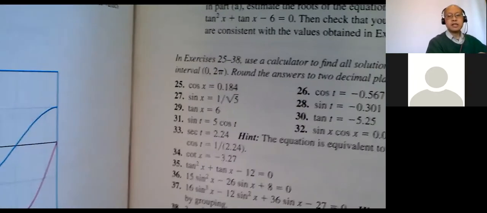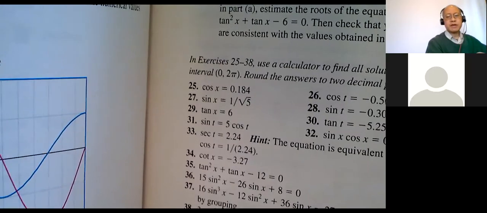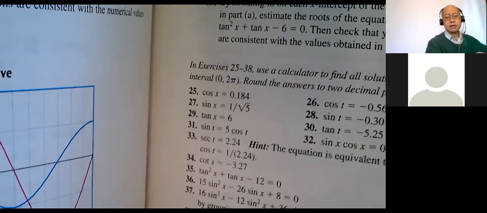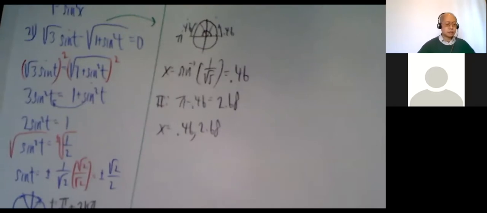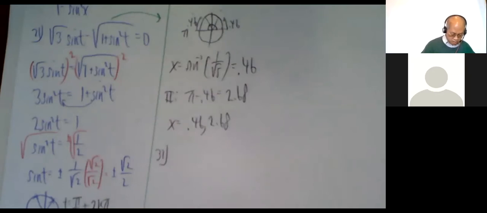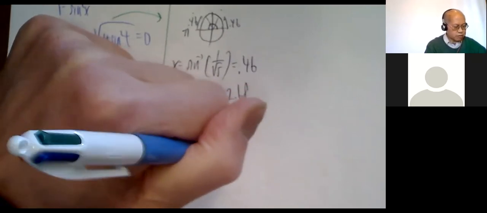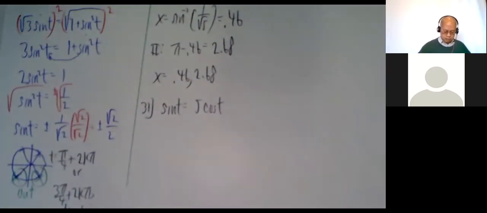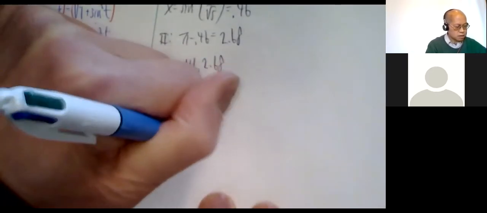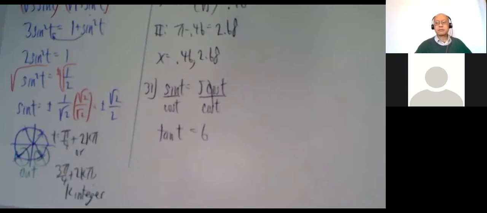Okay, 29 is a tangent. I'll do 31 instead because it's a hidden tangent, is what I like to say. Okay, so 31. Sine of t equals 5 cosine t. All right, so what you do here is just divide both sides by cosine t. Tangent of t is 5.